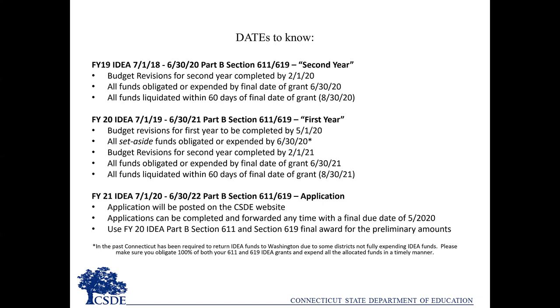The real key there is that we're going to be asked, why aren't we giving resources to students with disabilities? That's what it's about. And unfortunately, then Washington says, well, don't you want these resources, Connecticut? Why are you returning them? So we want to try and expend our funds as much as we can.